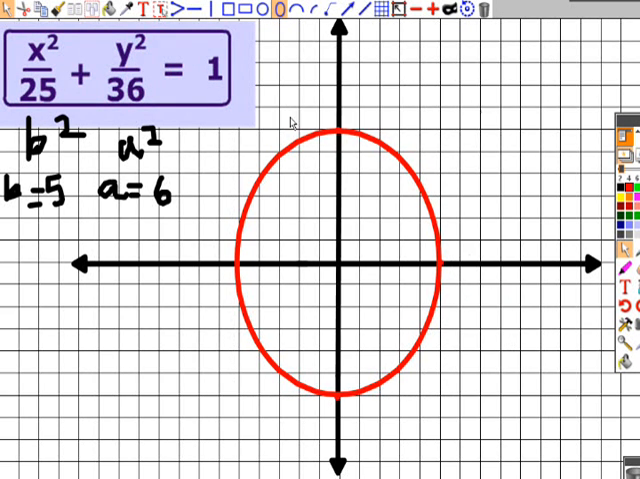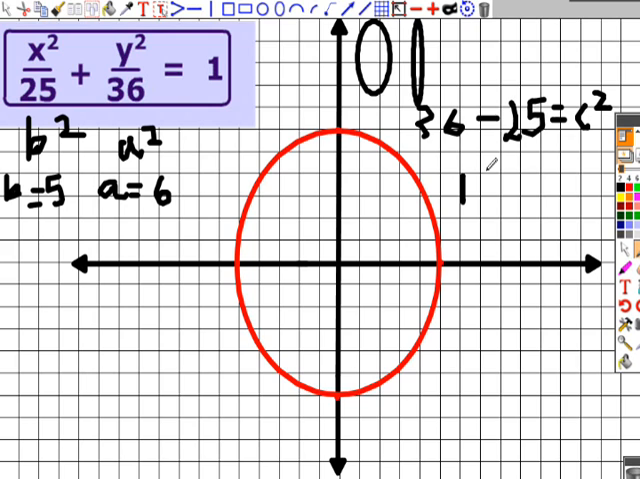Now, to find the foci, what you're going to do is bigger denominator minus the smaller one. So in this case we have 36 minus 25, and that's equal to c squared. Now 36 minus 25 is 11. That's equal to c squared. So c is the square root of that. So c equals radical 11.